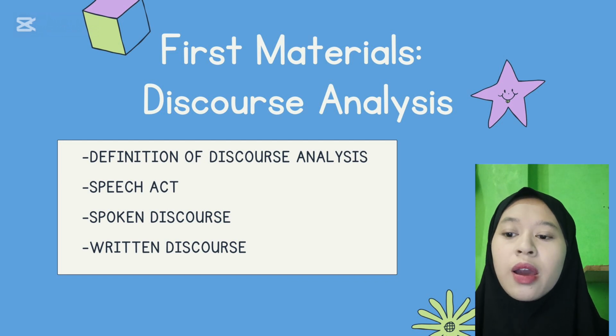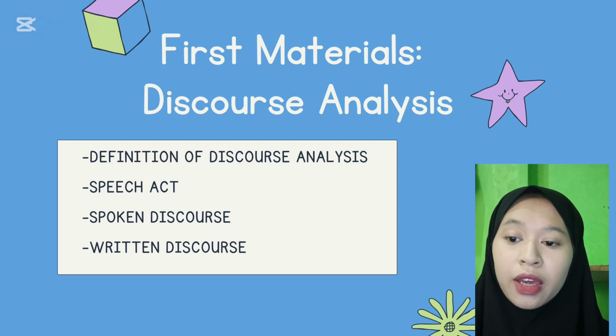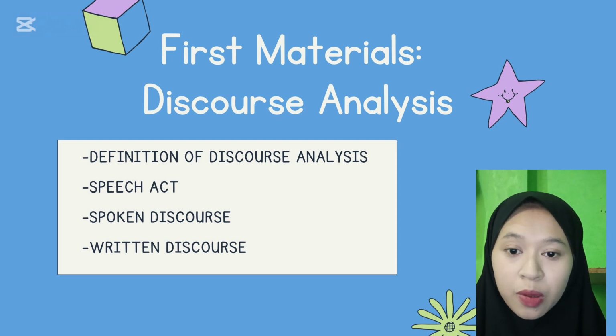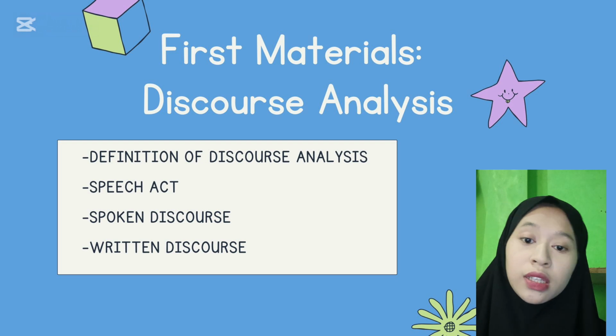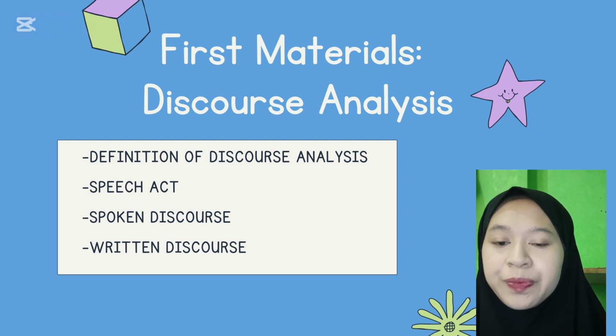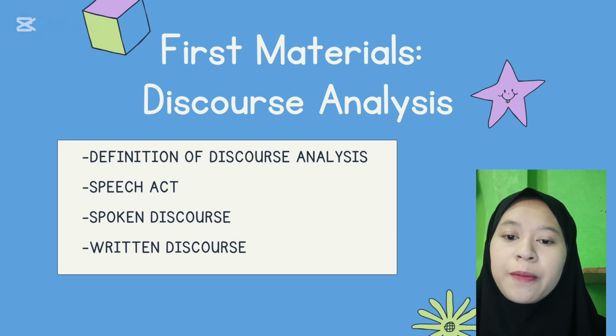And the third, perlocution. Perlocution is the effect the statement has on the listener. From the example sentence, closing the window is a response to the request. Okay?